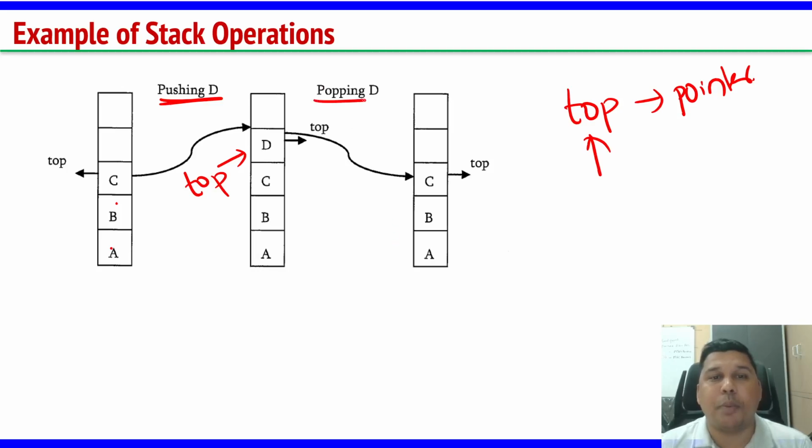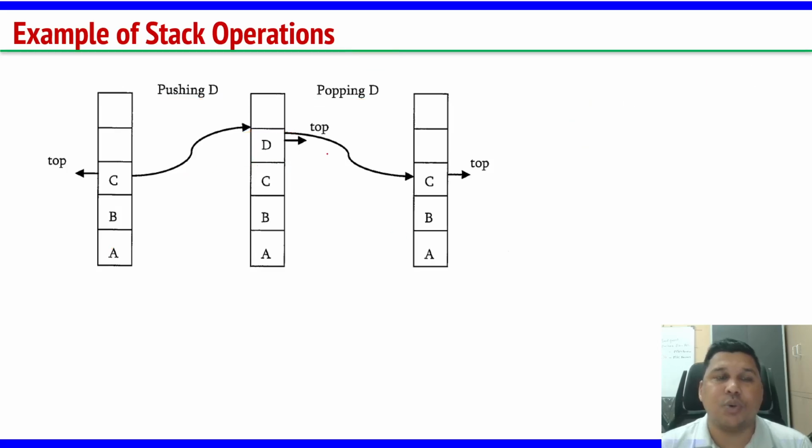When I do the pop operation, what will it delete? It will delete the topmost element, that is, D is removed, and my top came back to C again. Okay. So this is how the stack data structure works. You are inserting and deleting at one end only, and this top pointer keeps on changing.